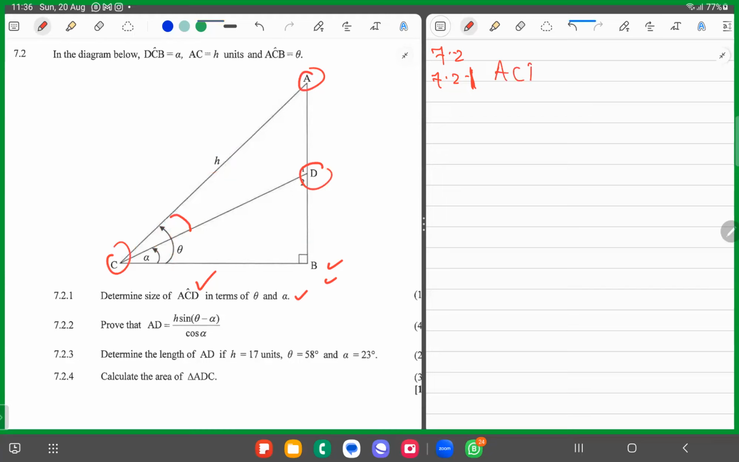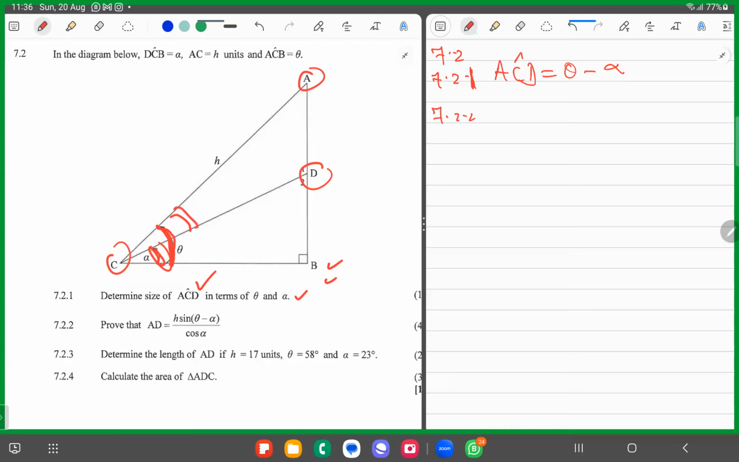So at this point, it is clear that angle ACD is equal to theta minus alpha, because theta is everything. So you take the whole angle minus this little bit, and that is going to give you this one. Right. So that's just angle subtraction, or actually angle addition. It's the addition of two angles, because there are a couple of ways to do this.